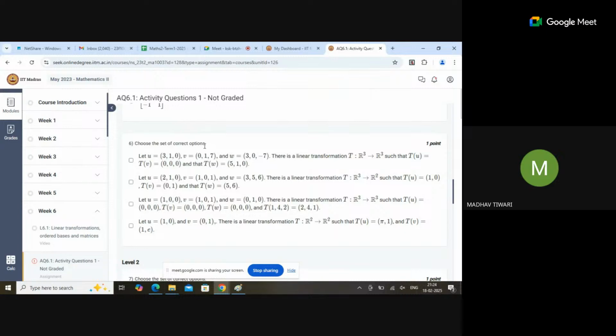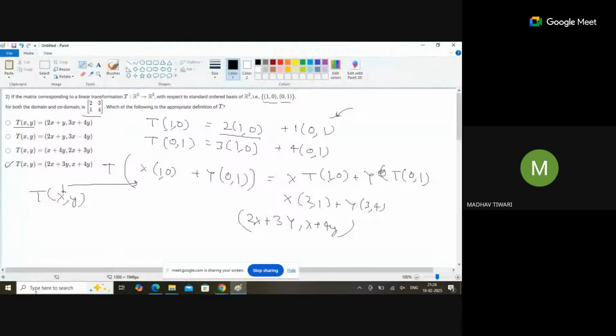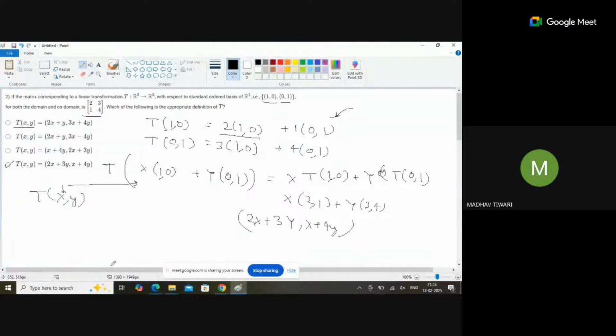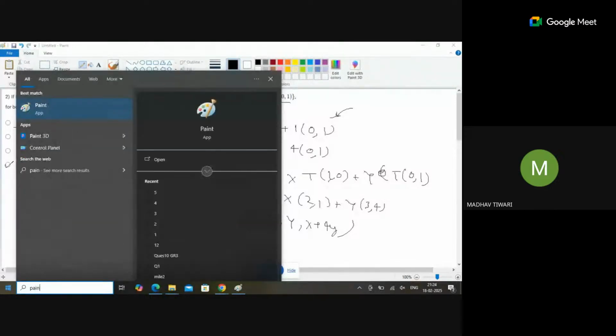First option is wrong. Why is it? TU is equal to TV, which is 0. Let me tell you why it is. If this is done, let me take a new page. Okay, paint.